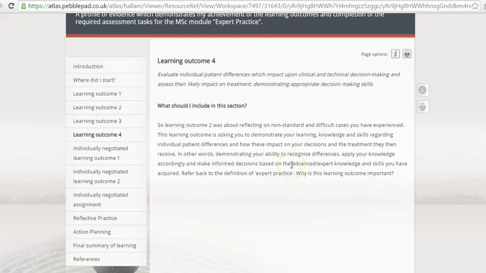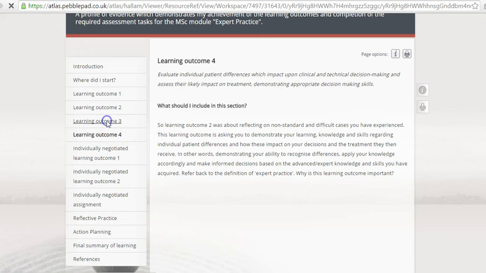Examples show how that's fed forward into your practice and perhaps how that's made you think about how you might work differently. So what's really important here is that learning outcomes 1, 2, 3 and 4 are again mainly covered by the activities that we've done and by your case studies.